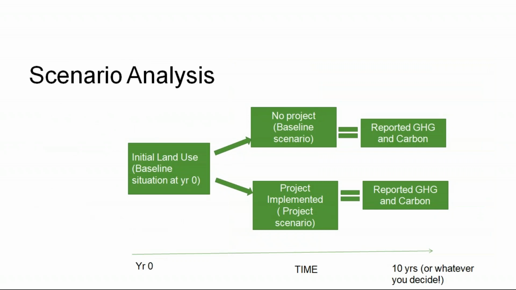Okay, so we're comparing two scenarios over a 10-year period. Again, the time period can be anything you like, but in this case we've chosen 10 years. So we have to describe our initial situation, year 0. We have to describe how things are going to be under our project scenario, which is introducing our agroforestry. And we also have to describe how things would have been if the project hadn't happened. What would the smallholder farmers have carried on doing?